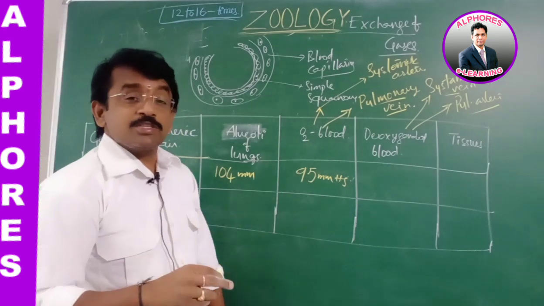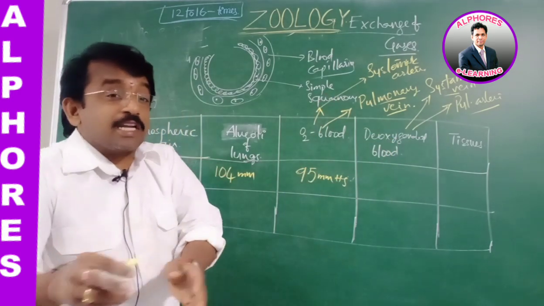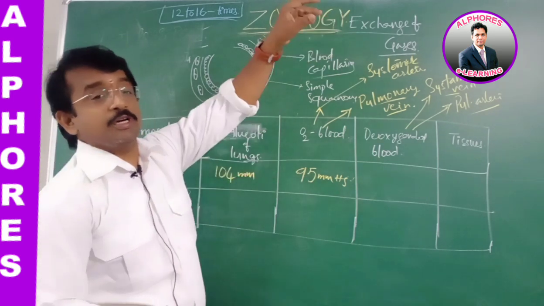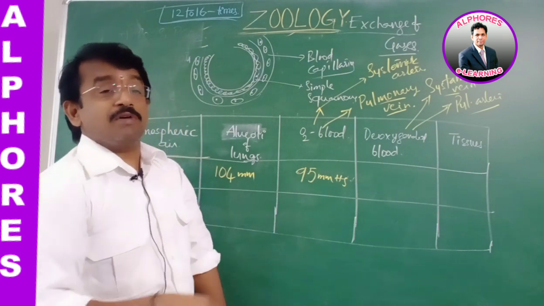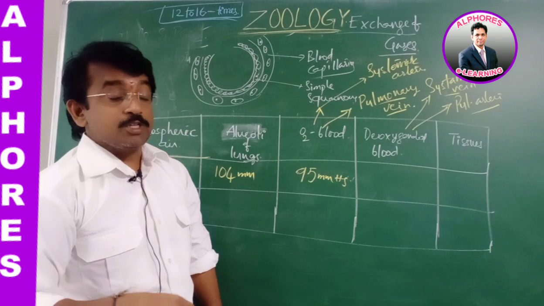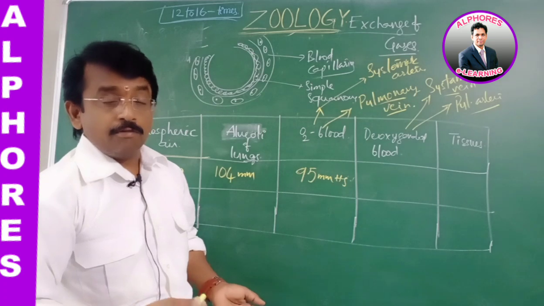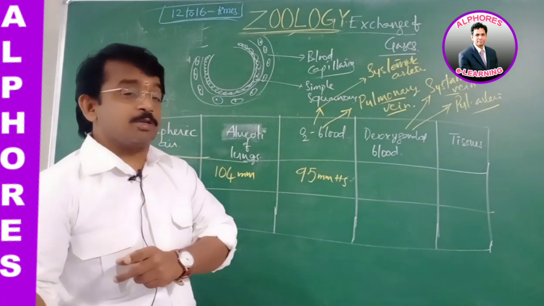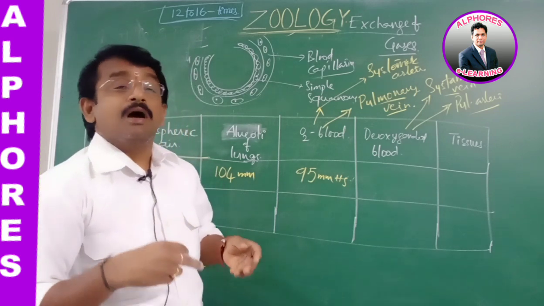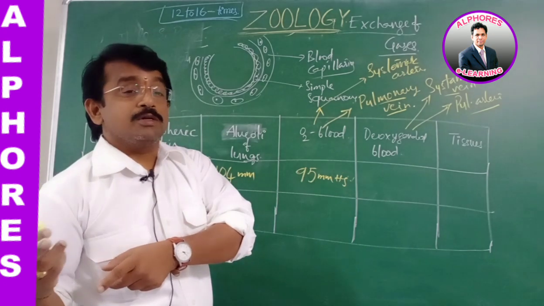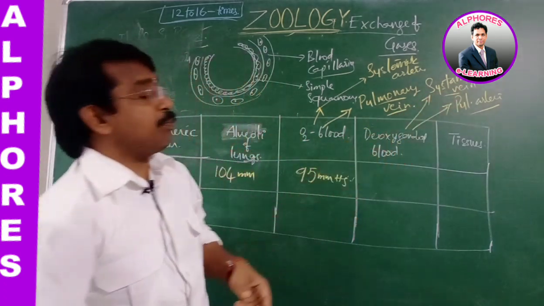Deoxygenated blood is carried by the systemic veins, the veins that carry blood from the tissues to the heart. That is, two precaval and one postcaval vein, which are the major ones and which have branches: renal vein, phrenic vein, spermatic vein, ovarian vein, likewise. So, the systemic vein and pulmonary artery.